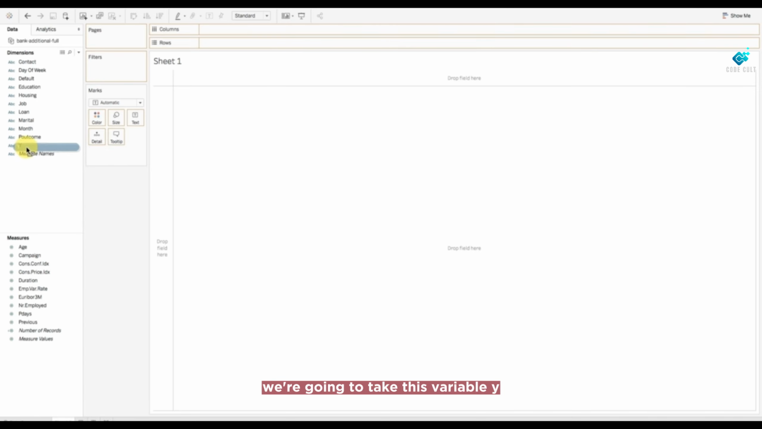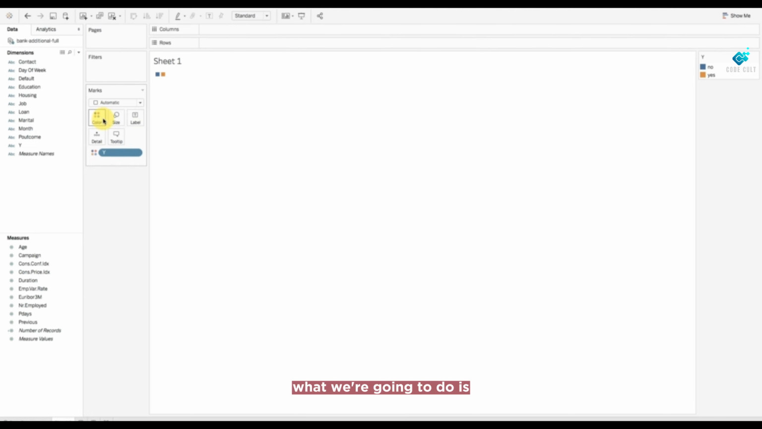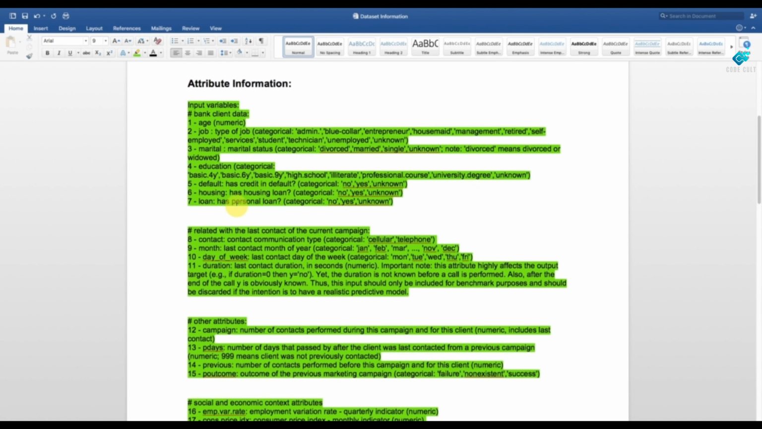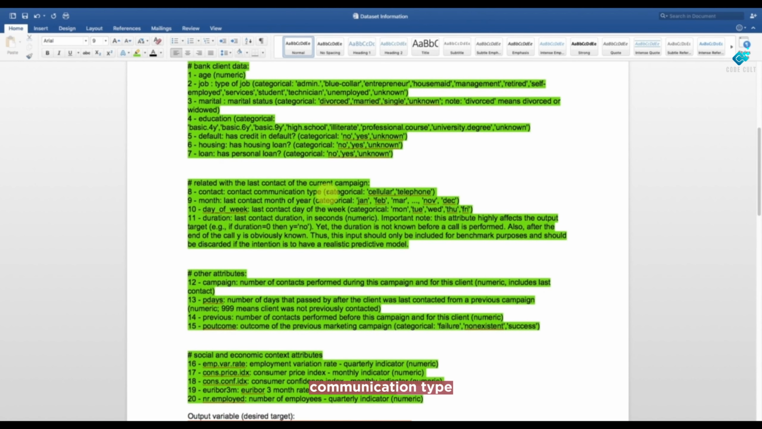We're going to take this variable y, which is the variable we're trying to predict, and we'll put it in color. And next, we're going to build a visualization that allows us to compare how a certain variable works. So I'm just going to check here. We're going to start with a variable called contact. Where's contact? There it is. Contact, if we go back here, is contact communication type. Did we call them by cellular? Do we call them on the mobile or on the landline in the last contact of the current campaign?